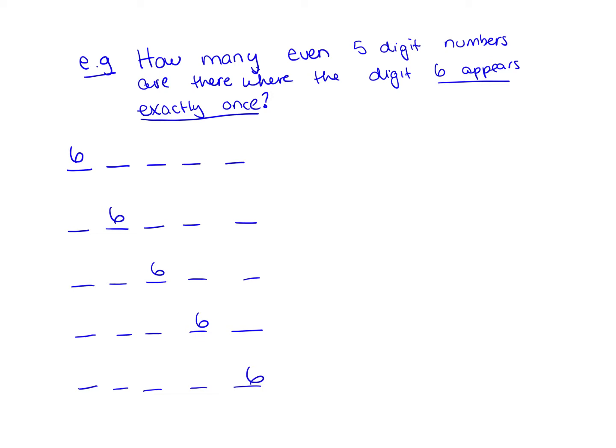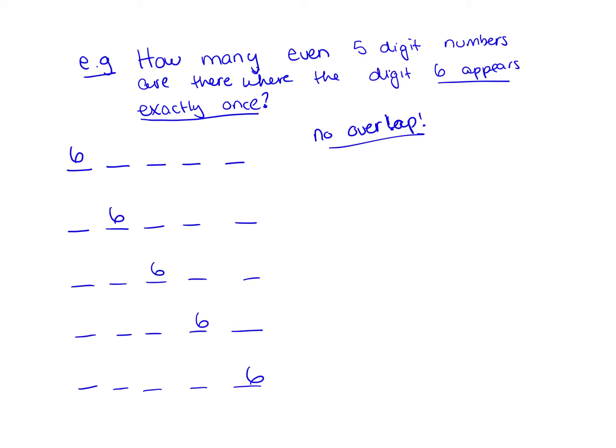I know that there can't be any overlap between these options because there is only one 6, so no overlap here. So I can use my addition principle. If I figure out how many options there are for each of these, then I can just add those together because there's no overlap.